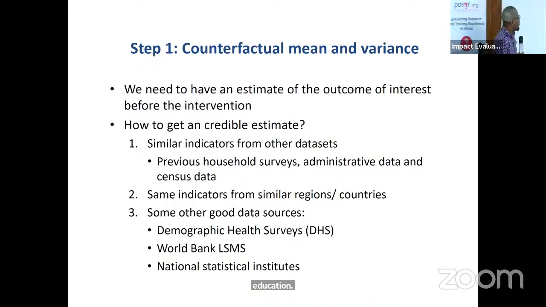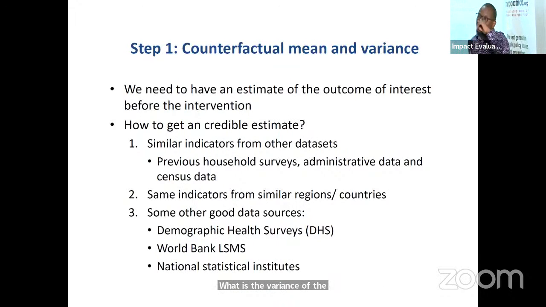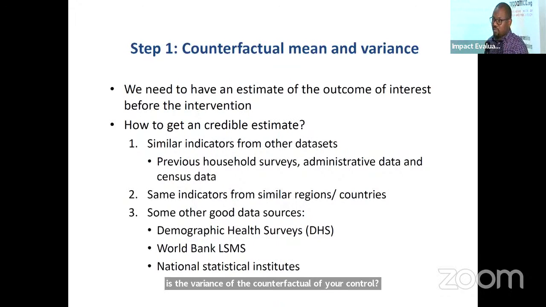So you have to think of counterfactual mean and what? What is the average and what is the variance of the counterfactual of your control group? The only way to do that is to look for other sources. Very important in the design stage of your study, when you're thinking of your sampling strategy, when you're thinking how big my sample should be.